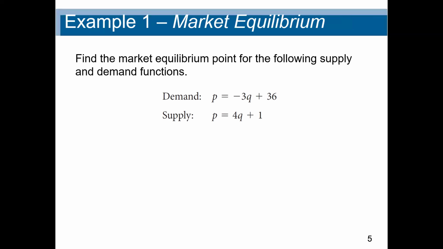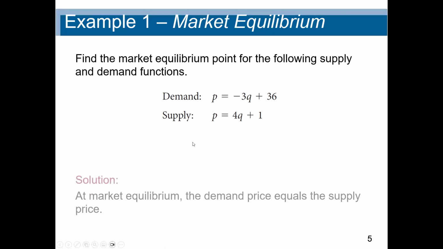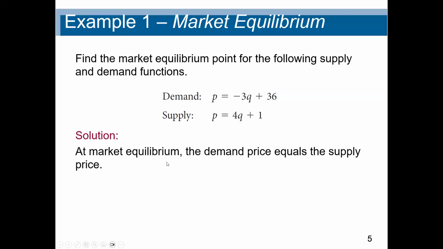In this question, they gave us the function for demand and also the function for supply. P represents the price and Q represents the quantity. To find the equilibrium, as we saw in the definition, it means when the prices are the same, the demand and supply are equal. So at market equilibrium, the demand price equals the supply price, and we are going to equate both equations.